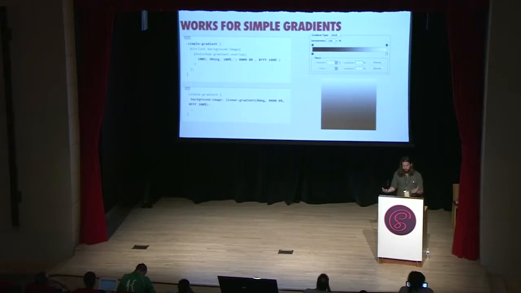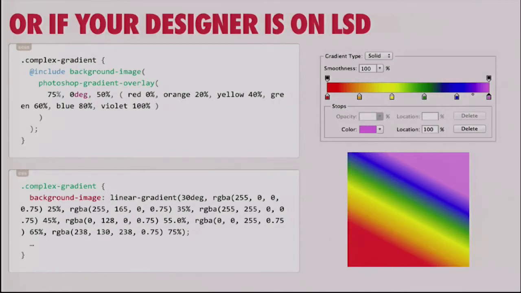So this works for simple gradients. This is about as simple as a gradient gets, from black to white. Or if your designer happens to be on LSD that day, it can take a complex gradient and do the same thing. I won't go through this code. It works, trust me. Whatever gradient you put in, you can get a CSS gradient out of it. So let's add this to our button now and finish things up.